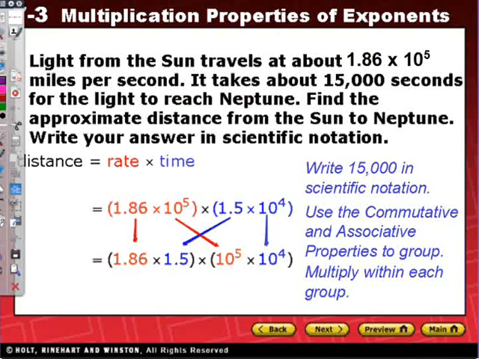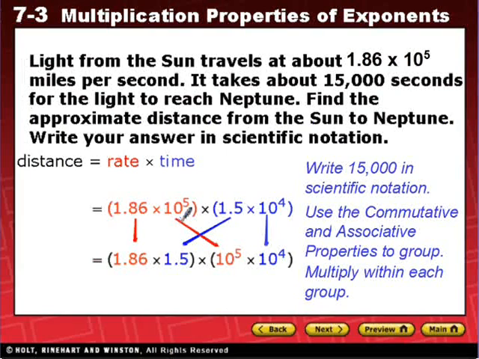So if the light from the sun travels at about 1.86 times 10 to the 5th miles per second, and it takes 15,000 seconds for the light to reach Neptune, then we could actually find about how far it is from the sun to Neptune. We know how fast light travels, that's the rate, and we know the time it takes to get there. So we've got 1.86 times 10 to the 5th for the rate, speed of light, and for the time it takes to get there, they turn 15,000 into 1.5 times 10 to the 4th.